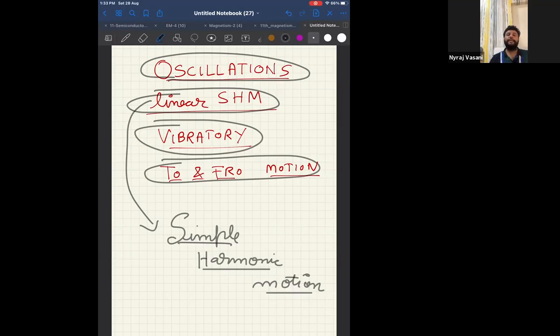Write down: all oscillatory motions are periodic, but all periodic motions need not be oscillatory. Got it? Yes sir.